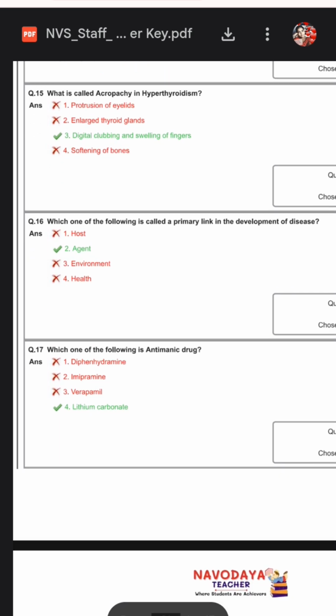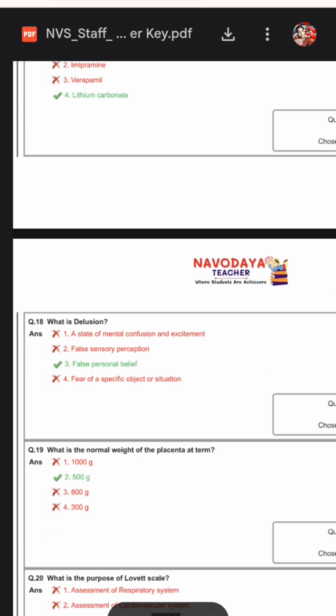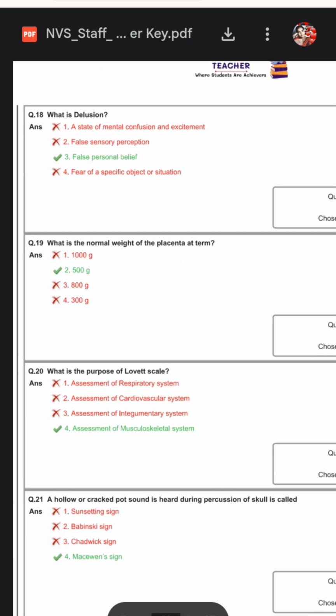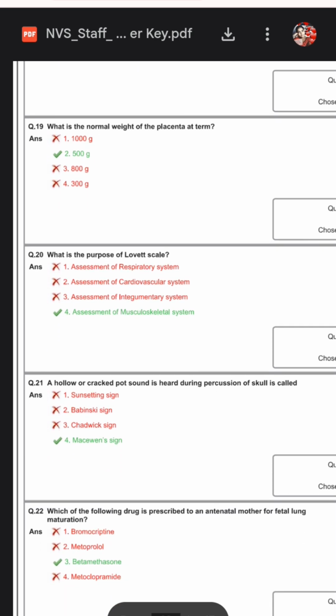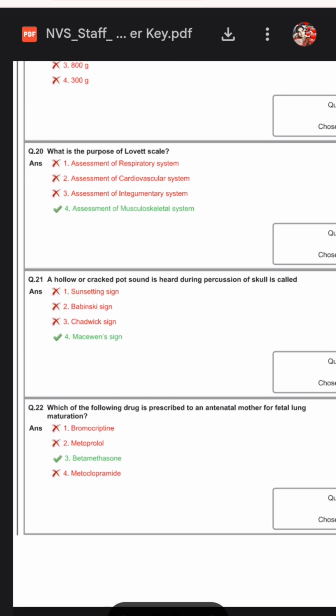Which of the following is an anti-manic drug? The correct answer is lithium carbonate. What is delusion? A false personal belief is called delusion. What is the normal weight of the placenta at term? 500 grams. What is the purpose of the Lovett scale? The correct answer is assessment of the musculoskeletal system. A hollow or cracked pot sound heard during percussion of the skull is called the back fence sign.